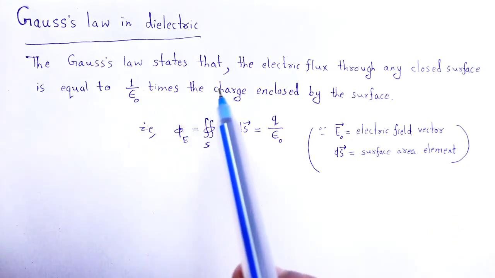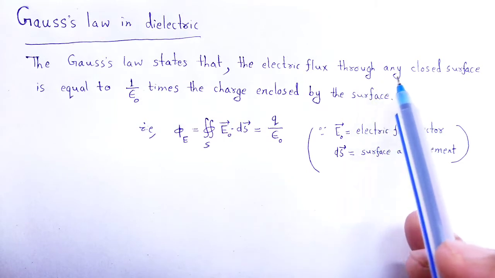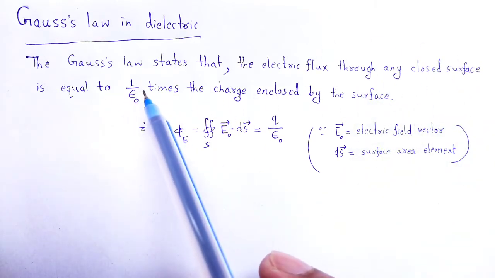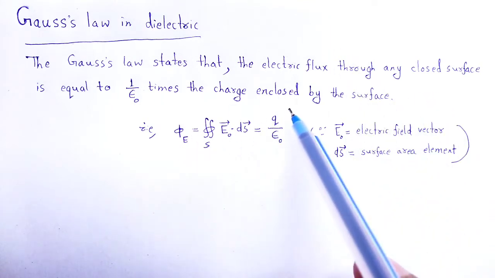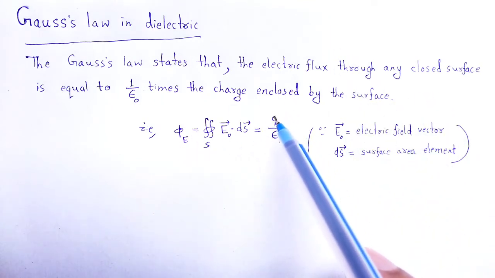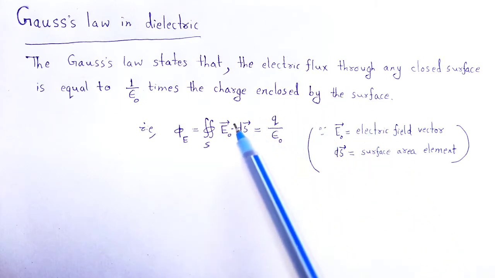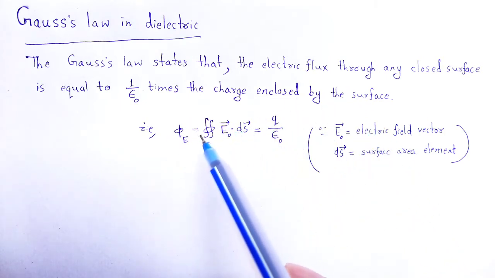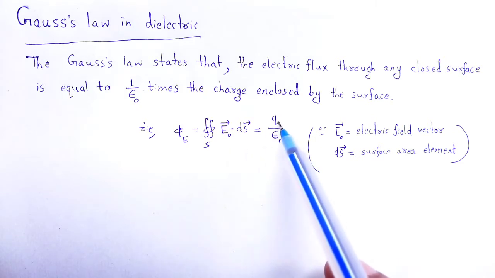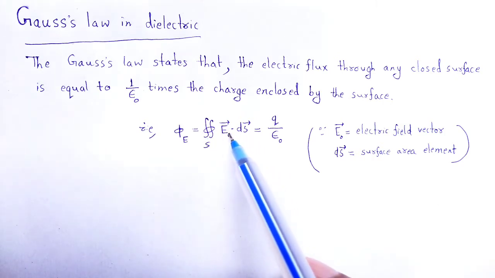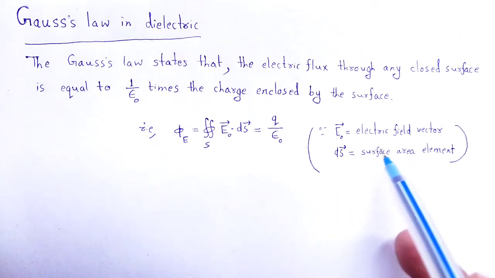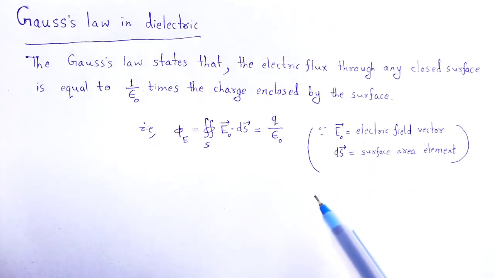Gauss's law states that the electric flux through any closed surface is equal to 1 by epsilon naught times the charge enclosed by that surface. If q amount of charge is enclosed within that surface, then according to Gauss's law, the electric flux through that closed surface is equal to q divided by epsilon naught. That is, the closed surface integration of E dot ds, where E is the electric field vector and ds is the surface area element. We know the basics of Gauss's law.